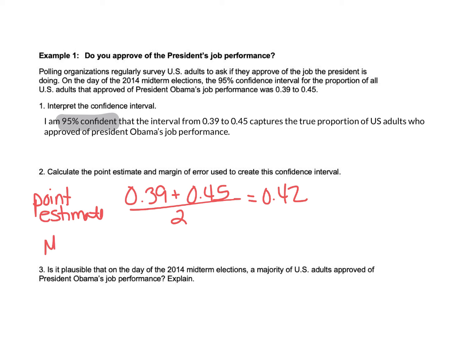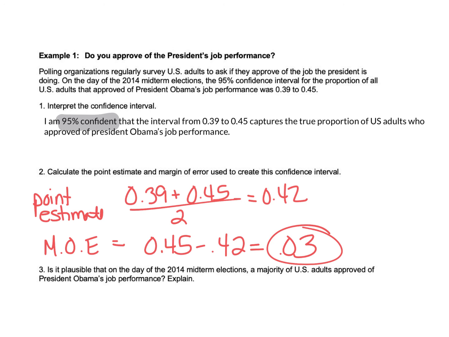But the margin of error, sometimes abbreviated MOE, sometimes just ME, is what they added on and subtracted to that 42%. So the easiest way to do this is take the upper part of the confidence interval, the 45%, and subtract the midpoint, that 42, your point estimate. So minus 0.42, that'd be 0.03. That means they added on and subtracted 3% to that point estimate.